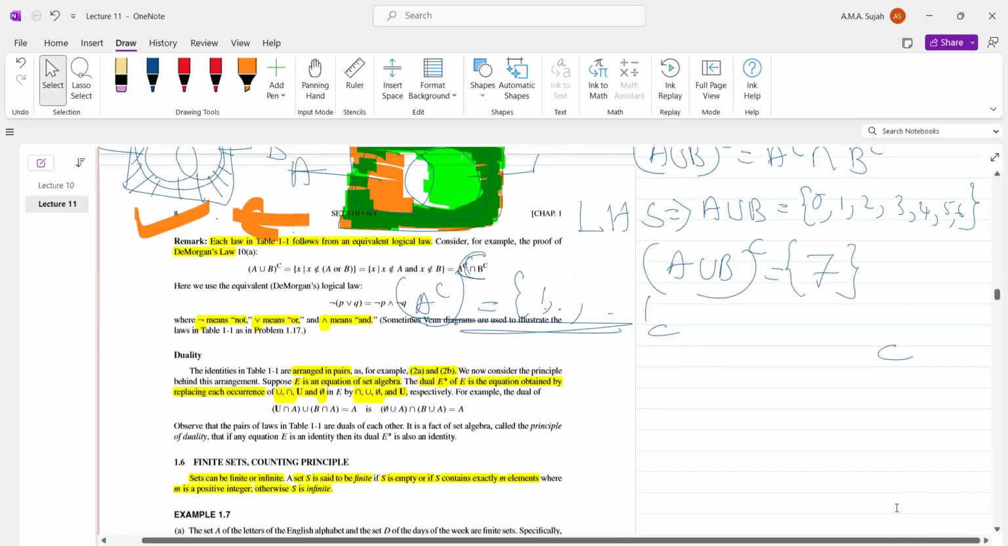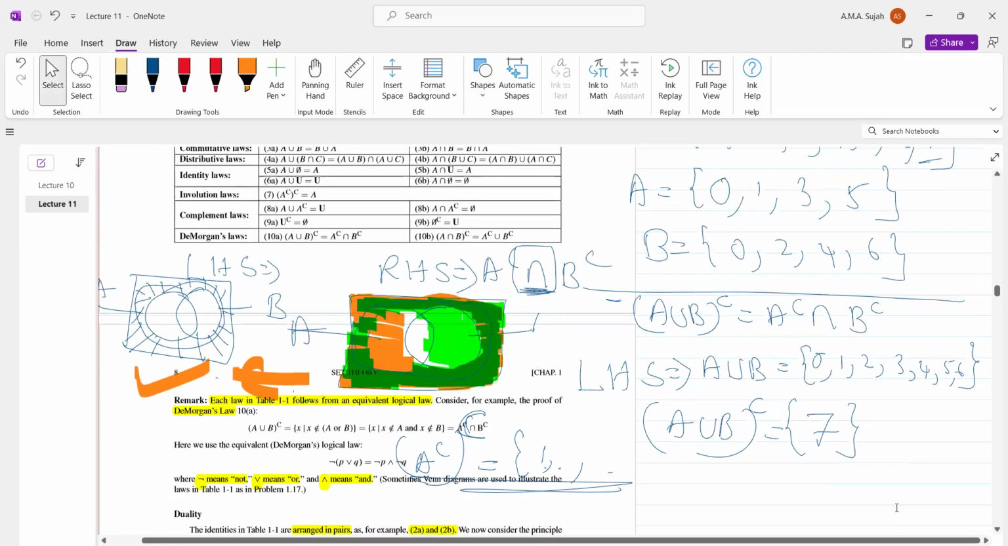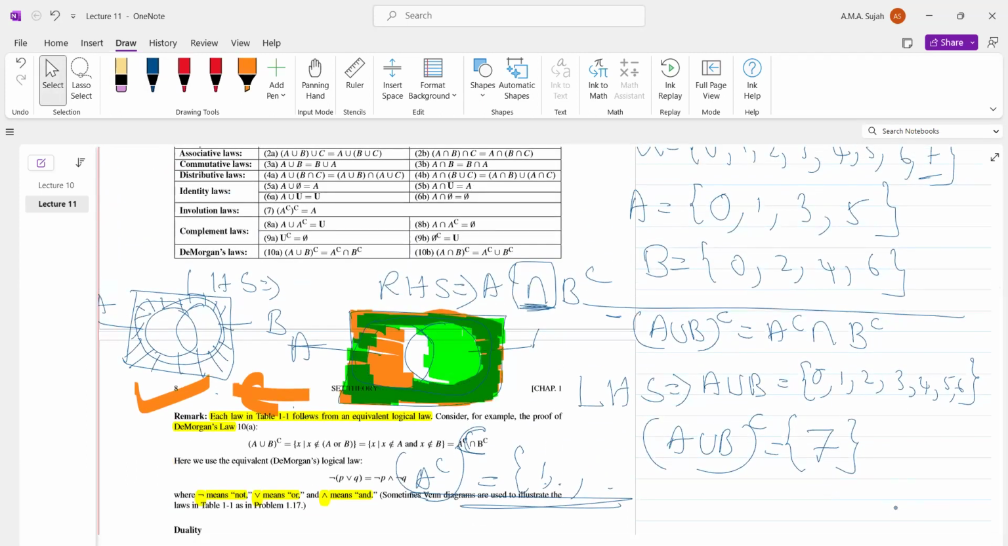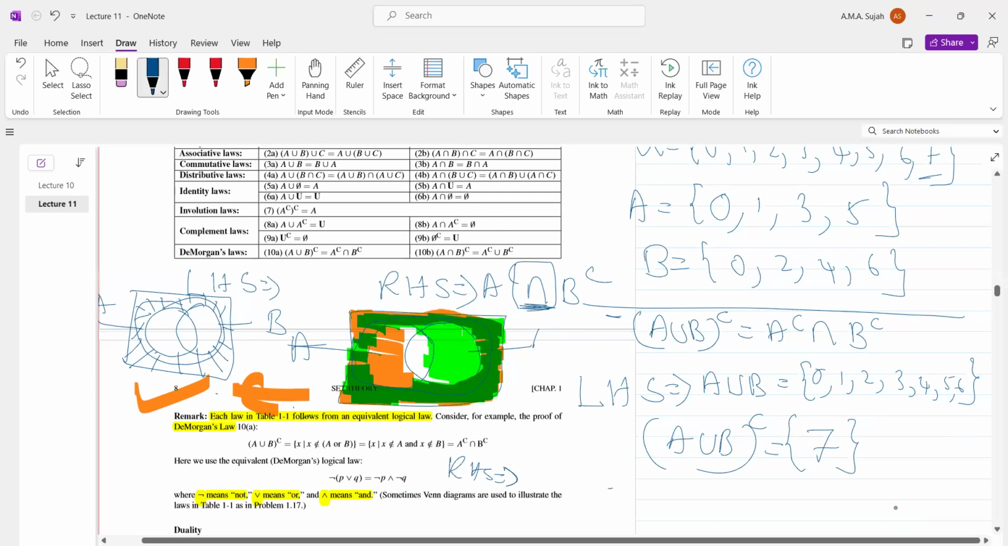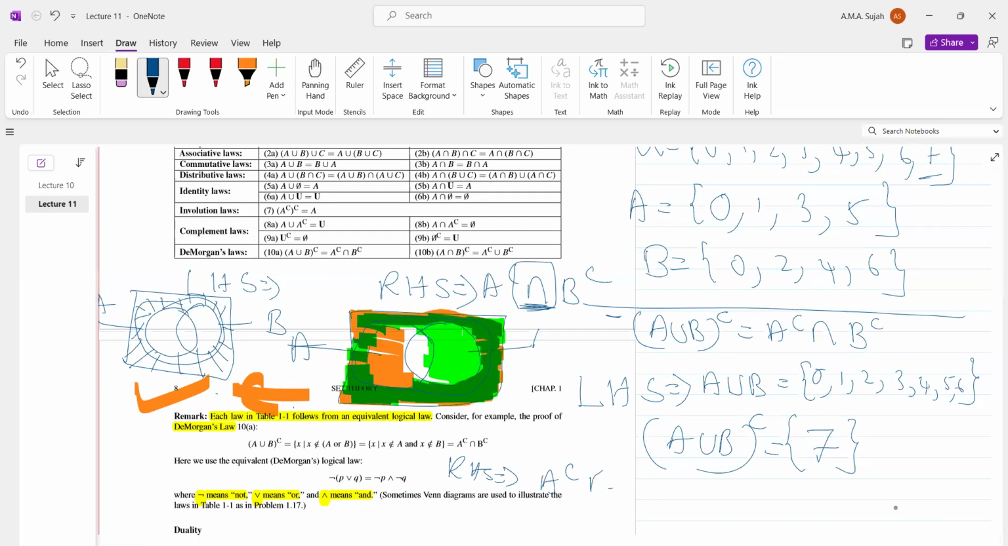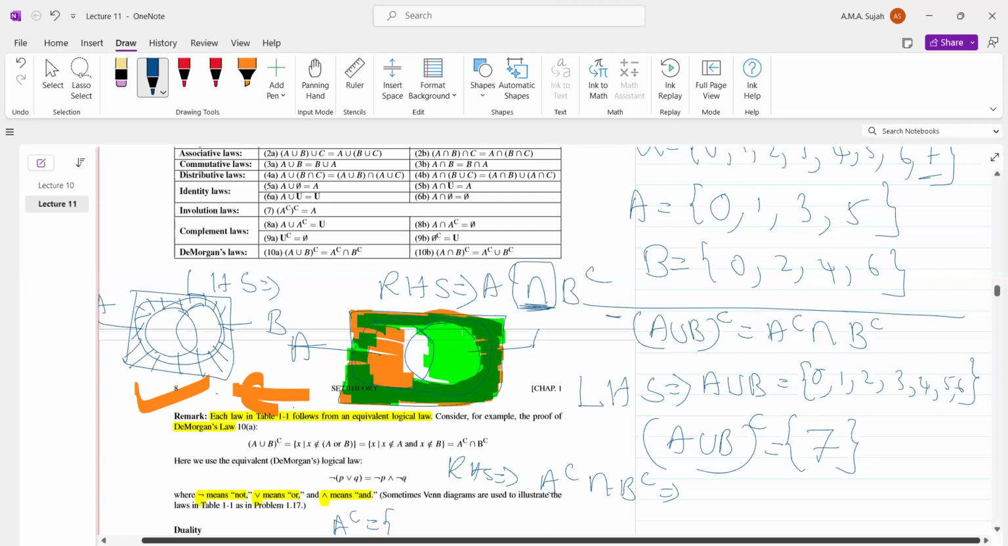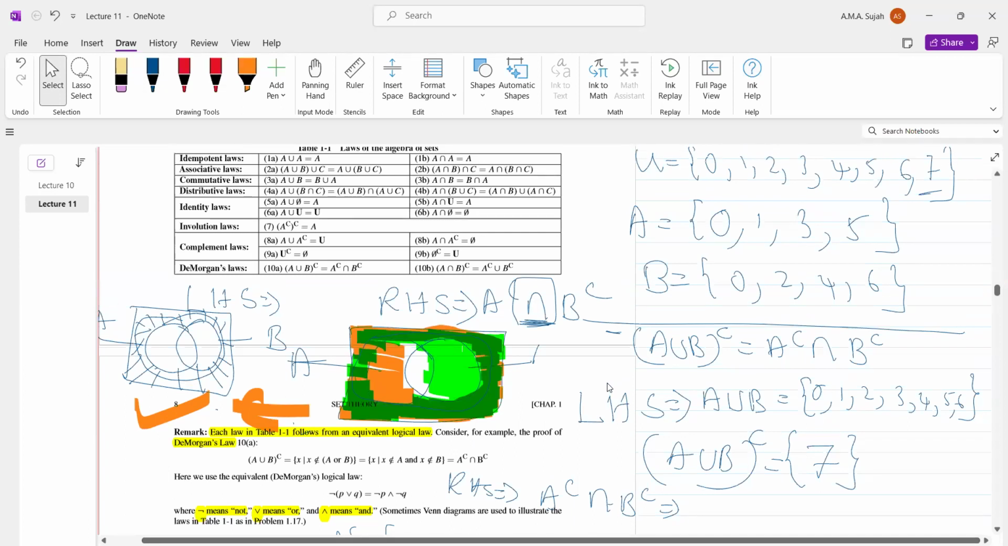Similarly, I need to do it for my right portion, right? If I look at my right side, what does it say? A complement intersection B complement, right? Now I need to find out what is A complement. Now tell me what is A complement. What are the elements belonging to A complement? A complement means the elements not belonging to A, but belonging to the universal set. Now tell me, if you look at it, I will write this.